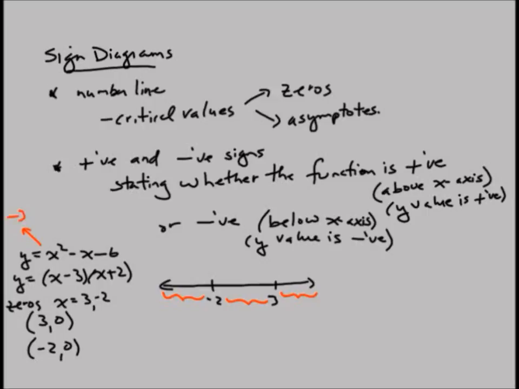So negative 3 squared, subtract negative 3, subtract 6. Is that a positive or a negative number? These are 3's. So 9 plus 3 minus 6, that's a positive number. So we put a positive sign there. Something in between negative 2 and 3 is 0. Let's try a 0 in here. So we would have 0 squared, subtract 0, subtract 6.